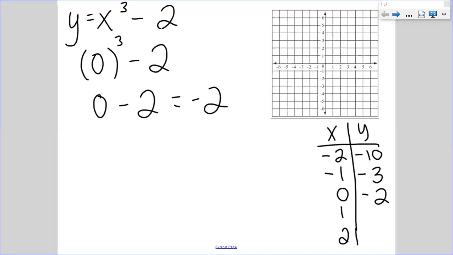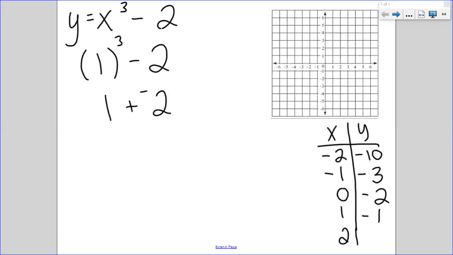Now, let's look at this one. 1. Okay, so I'm going to take out the 0. I'm going to plug in a 1 this time. 1 to the third power is 1 minus 2. Okay, now what's this one going to be? So if I have a 1 plus a -2, I'm really dealing with a -1.